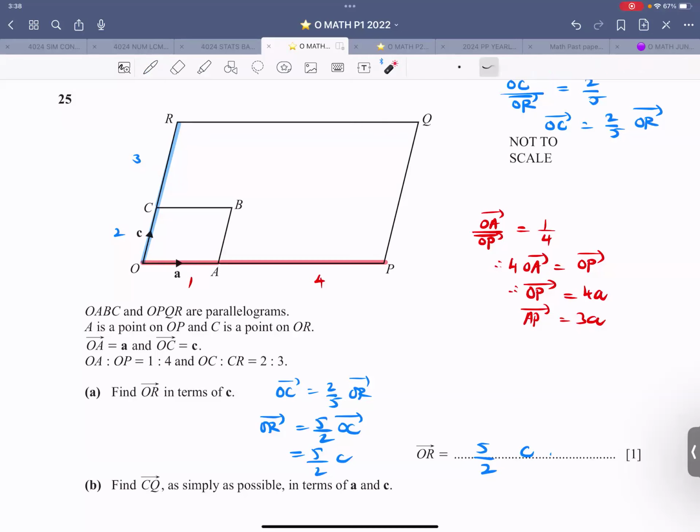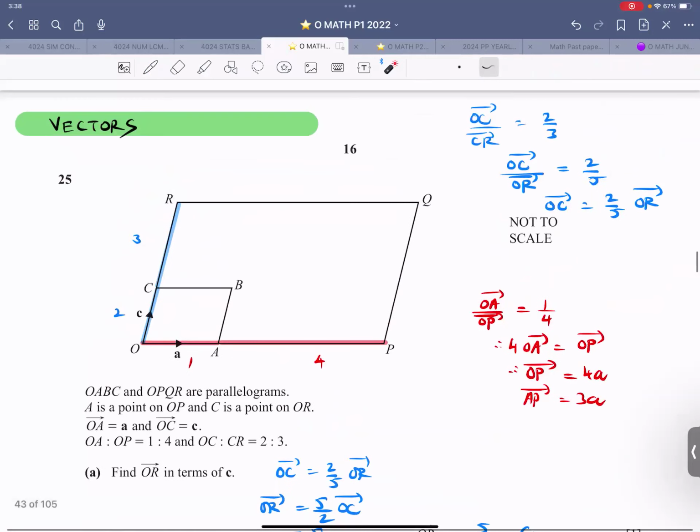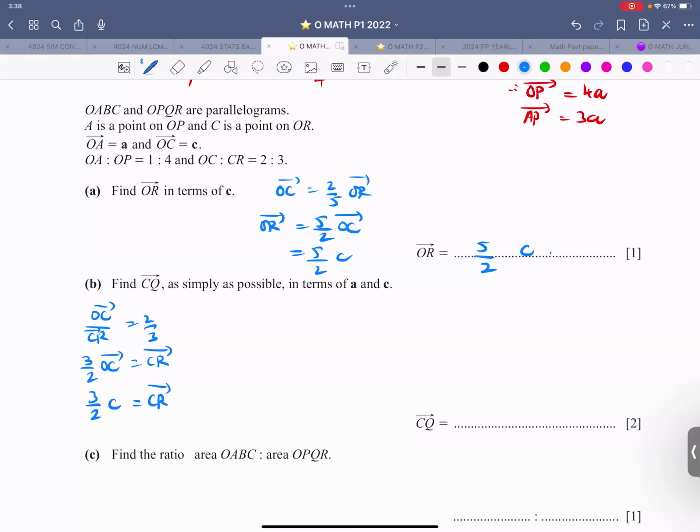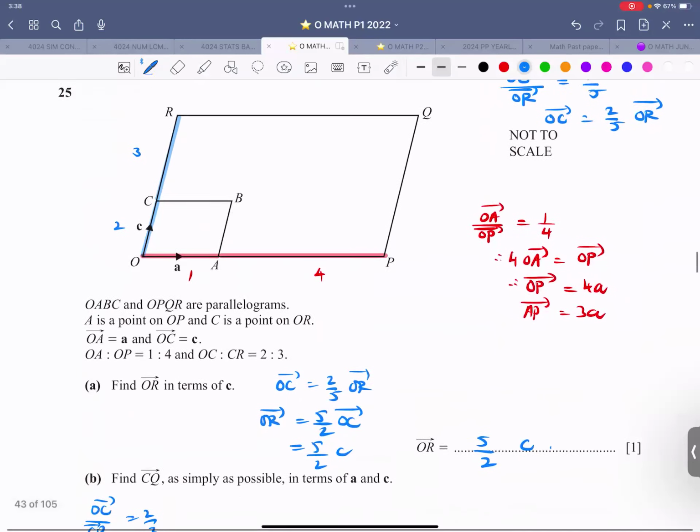Find CQ as simply as possible. So when we talk about CQ, I can go from CR to RQ. That is CQ. First of all, let me write what is CR. OC is to CR is 2:3. Therefore, 3/2 OC is CR. That's 3/2 C is CR. That's the first thing. So CR is found.